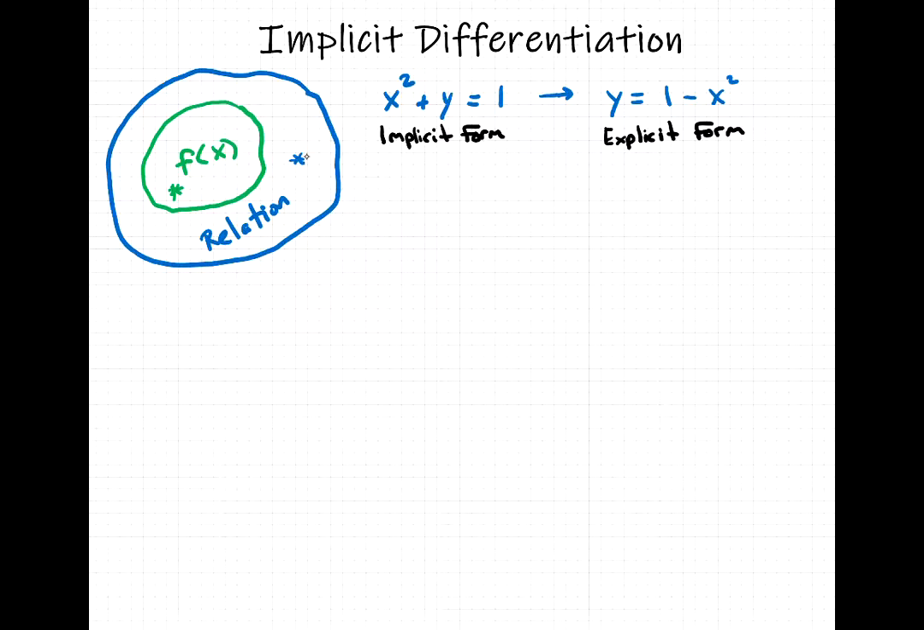So let's look at a very basic non-functional relation. Let's just change that y to a y squared. So now we have a circle. So in implicit form, we have x squared plus y squared is equal to 1. Now, this is not a function, and we cannot solve for y here. We cannot isolate y in one single expression. We can, but we would have to define it piecewise.